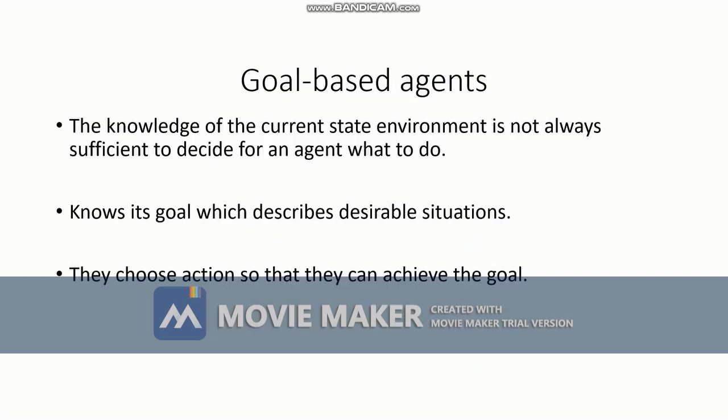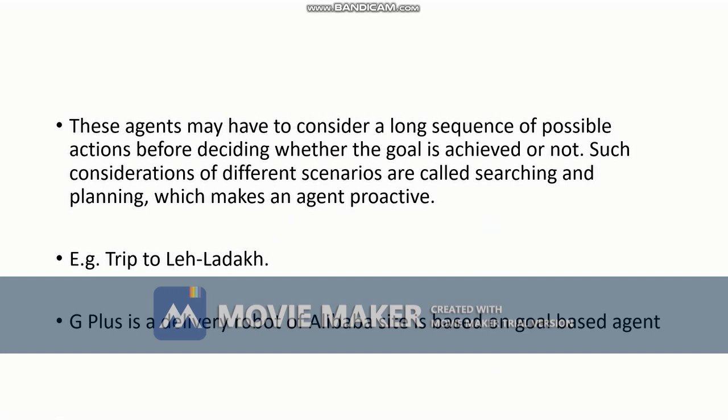The third agent type is the goal-based agent. A goal-based agent is similar to a model-based agent, but it has an additional feature: it knows what its goal is. The knowledge of the current state of the environment is not always sufficient to decide what an agent should do. It knows its goal, which describes a desirable situation. The agent knows the goal, and it can choose actions so that it can achieve the goal. The actions taken by the agent will be such that the goal can be achieved quickly.